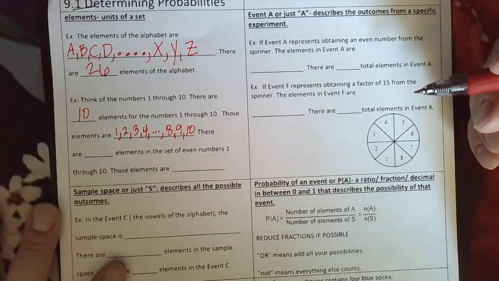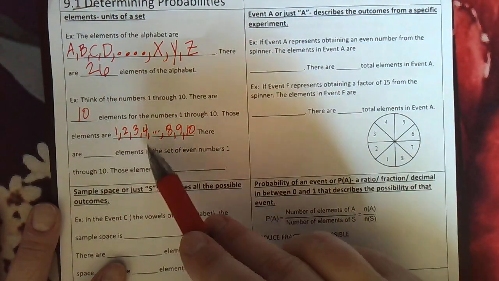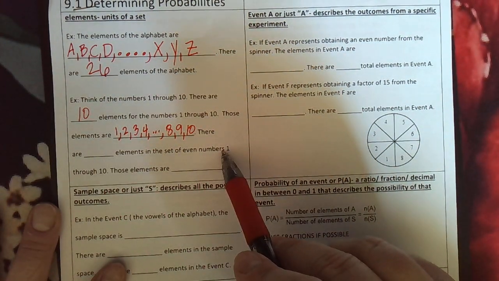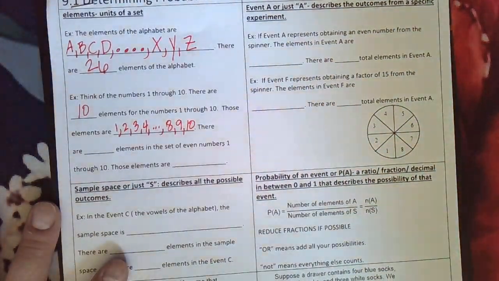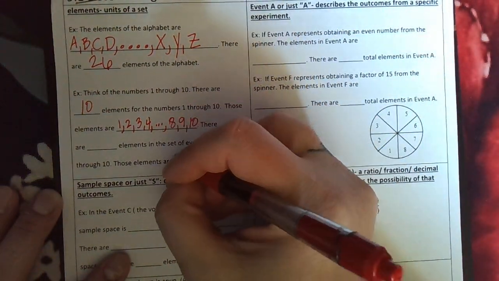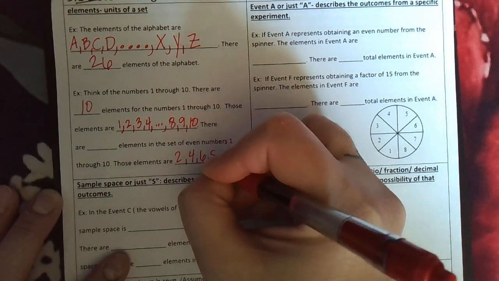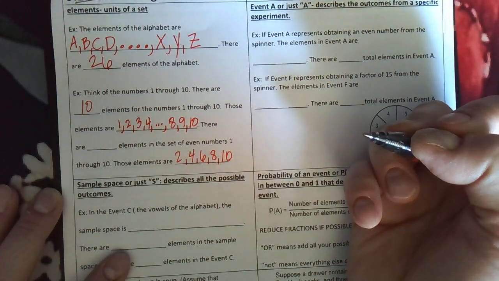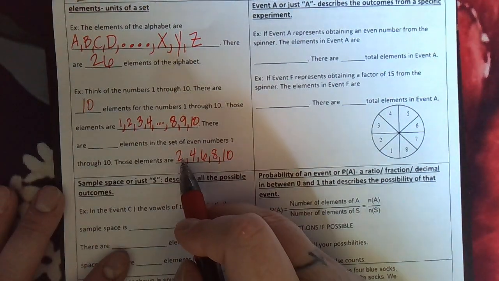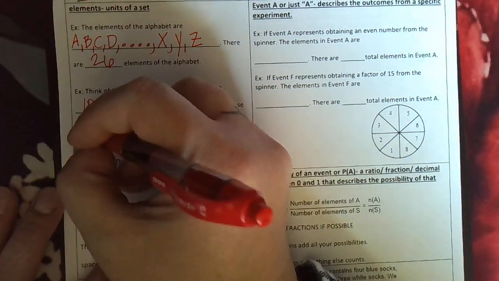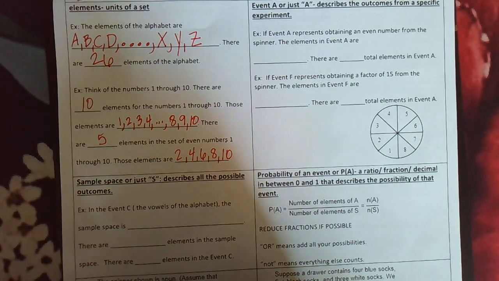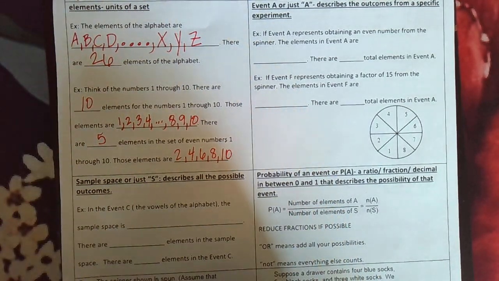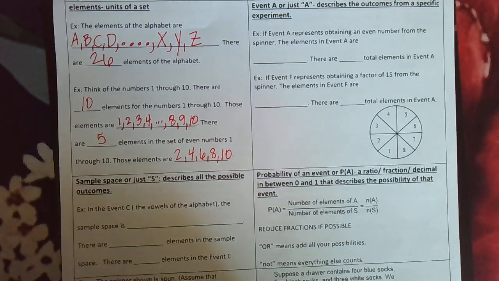Okay, so it says there are 10 elements, and the actual elements are 1, 2, 3, 4, and so on. Now it says there are blank elements in the set of even numbers, 1 through 10. Those elements are, okay, so what are the even numbers in between 1 and 10? 2, 4, 6, 8. Who do we appreciate? And how many of those are there? 1, 2, 3, 4, 5. So the elements for the even numbers between 1 and 10 are 2, 4, 6, 8, 10. And there's actually 5 of those.